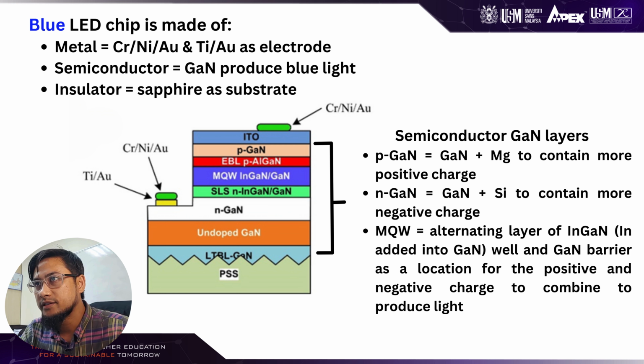These different gallium nitride layers you can see here, depicted by different colors, are composed slightly differently from one another. They have their specific functions.